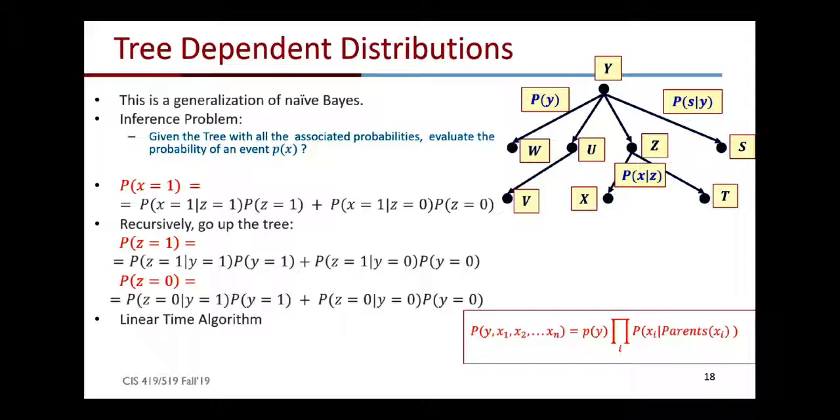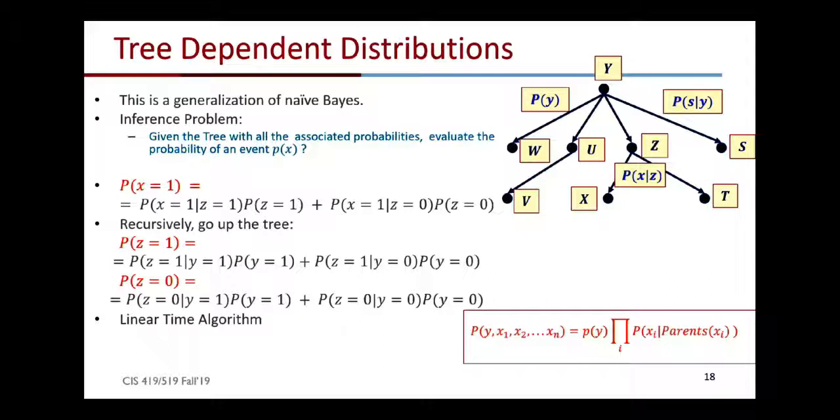So let's start with computing the probability of this X being 1. I'm taking a leaf. What is the probability of X being 1? I can write it as, I'm going to condition on the parent Z. Now, notice I'm writing here in blue the conditional probabilities that we have. We know P of Y. We know for each edge P of S given Y. And for example, P of X given Z.